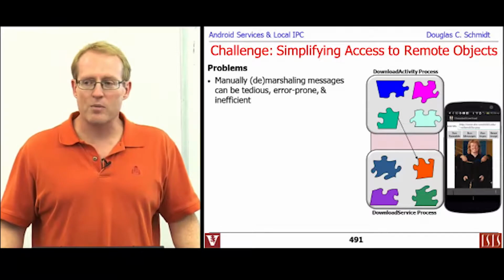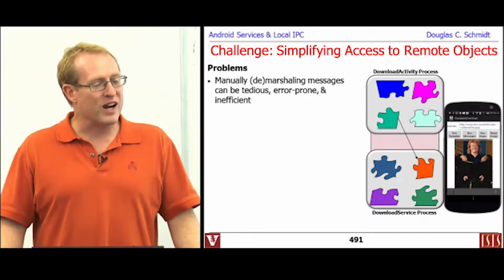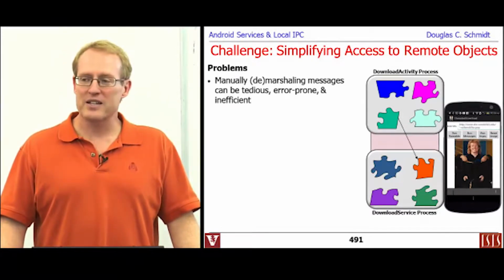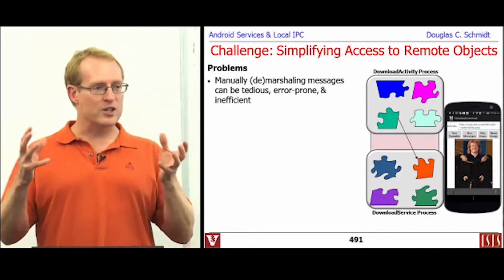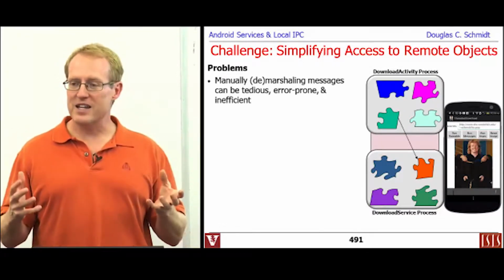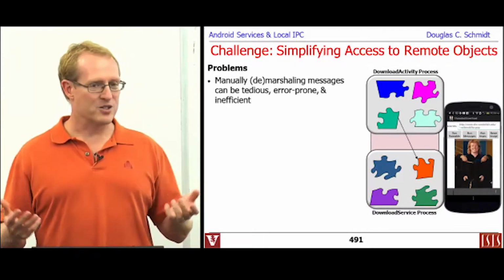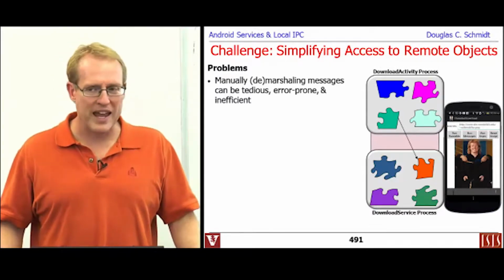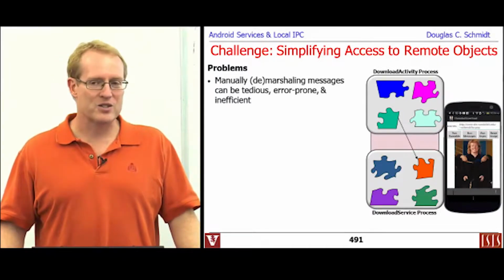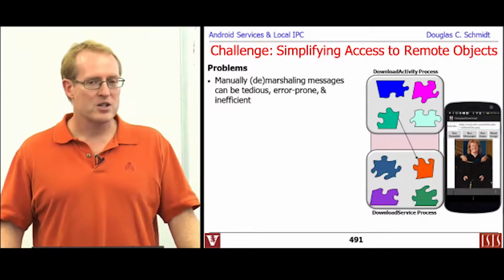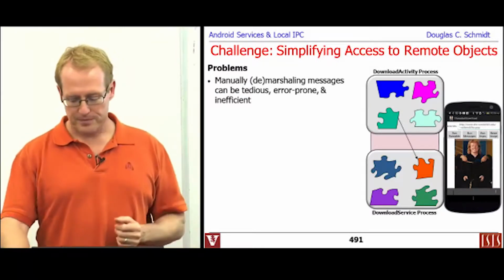So what are the problems? Well, one problem is that manually writing code to marshal and demarshal communication between address spaces is very tedious, error-prone, and just non-portable. It's just a real pain. Nobody wants to write that code. It's hard to maintain. It's hard to optimize. So you'd really like not to have to do that yourself.